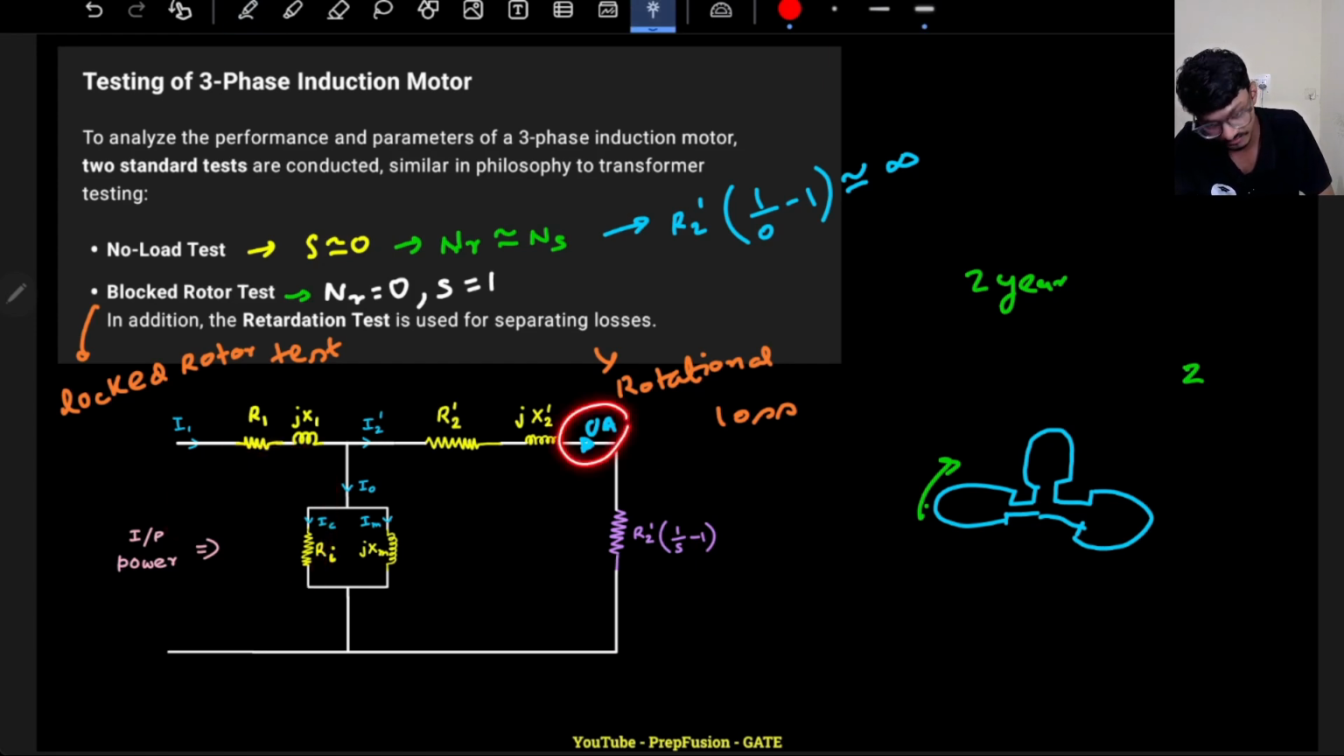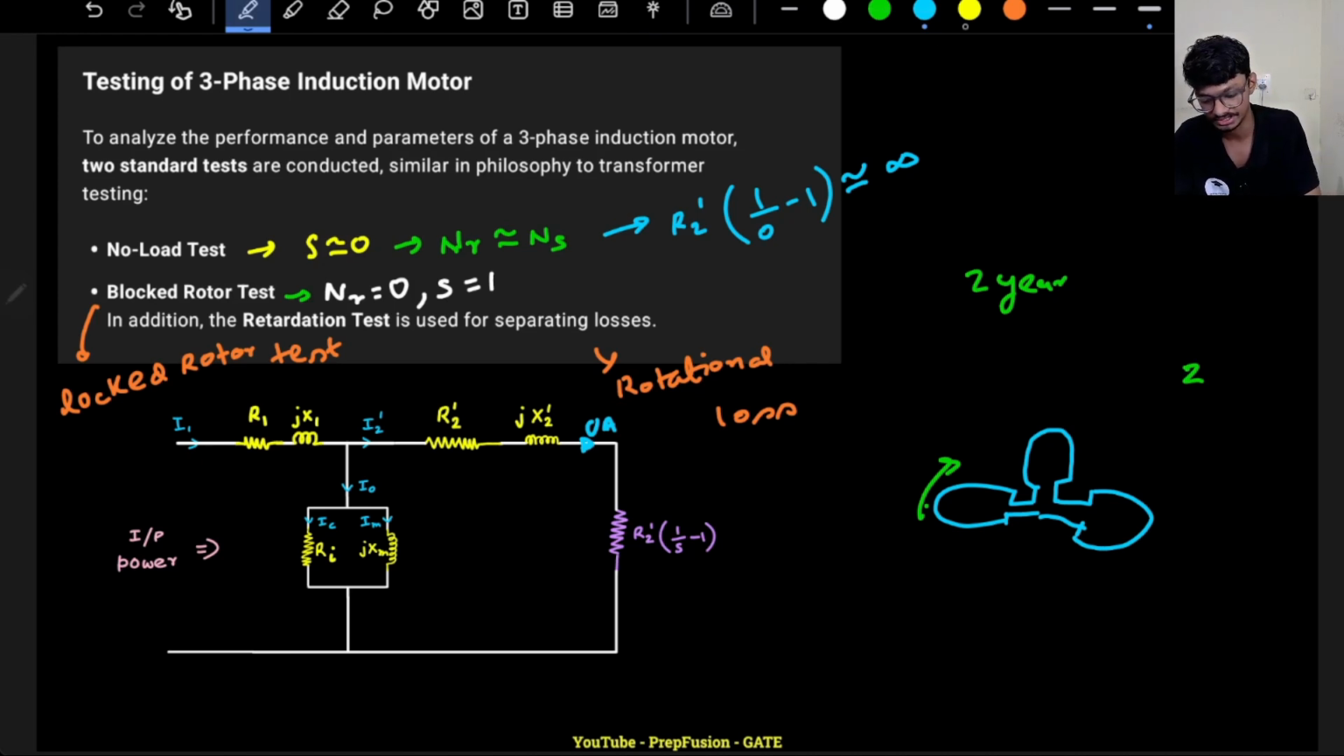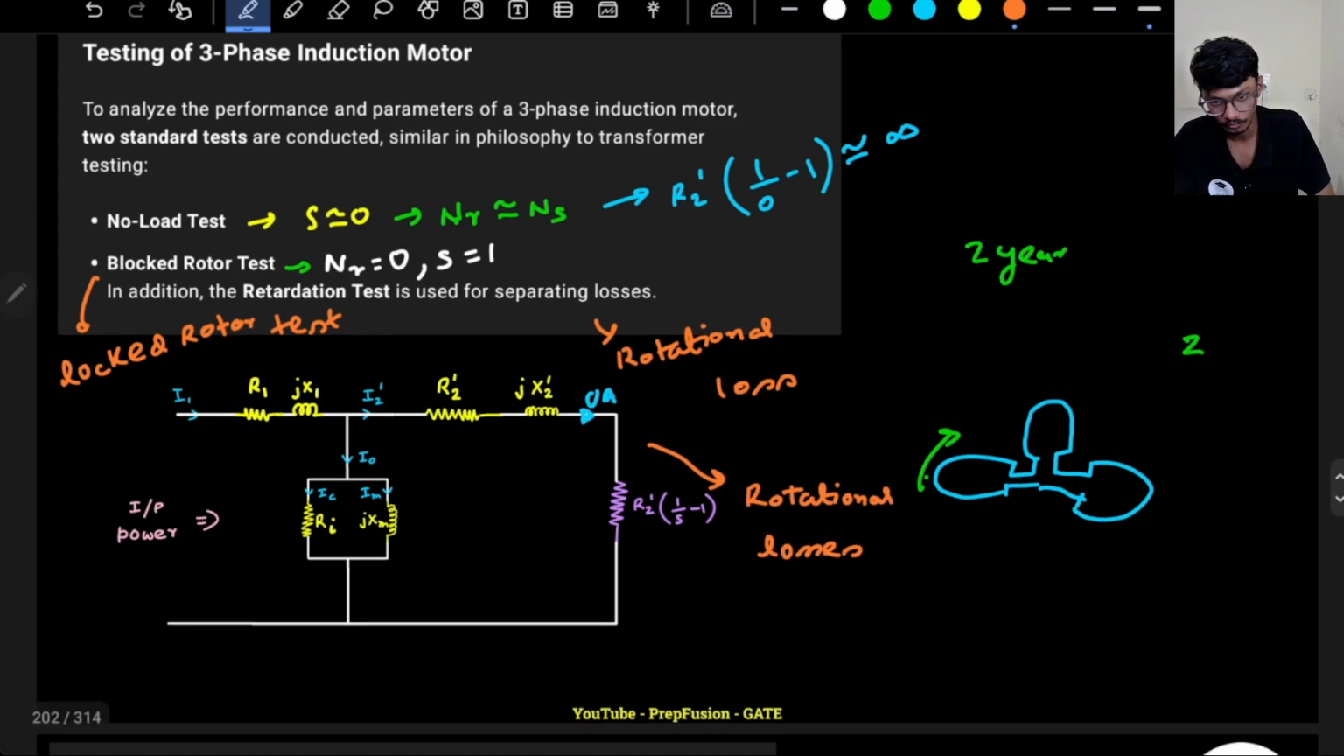But still there will be some current flow, because the rotor will still rotate, right? If the rotor is rotating, there will be some rotational losses. Those are fixed losses, as we have discussed in DC machines. Even though current is almost 0, not exactly 0, some small amount of current will flow, because if you remember, in no load the current is still a good amount, 30 to 40%, right? So there will still be rotational losses, because the rotor is still rotating.